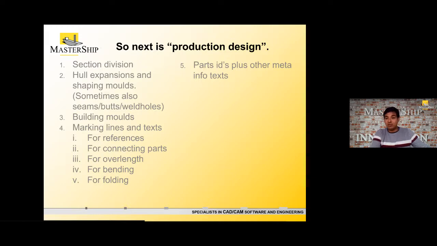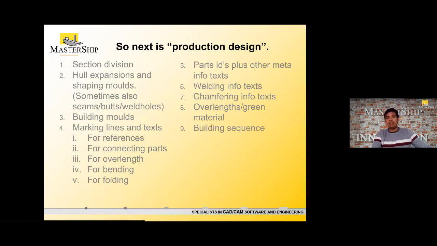Then we come to the parts. What kind of information we have to have for the parts, what kind of things we need to mention on the cut parts. Welding info: now we can add a few of the details on the edges of the parts, where it has to weld. The same goes for the chamfering, green materials, and one of my favorites, the building sequence.